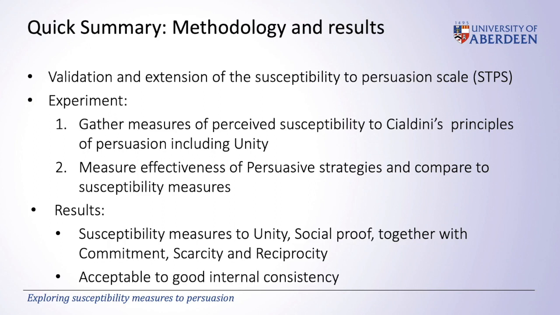The results we present in our paper are susceptibility measures to unity, social proof, together with commitment, scarcity, and reciprocity, and subsequent analysis indicates that these have acceptable to good internal consistency.